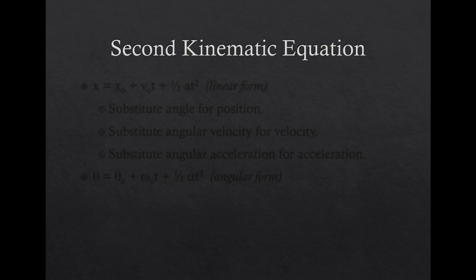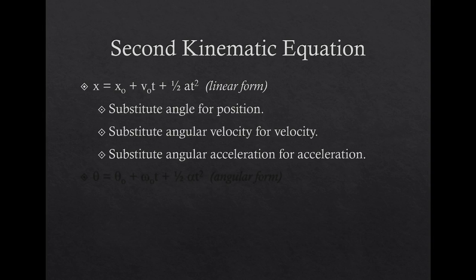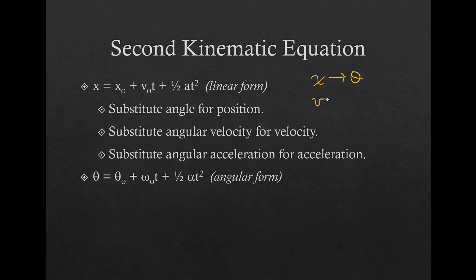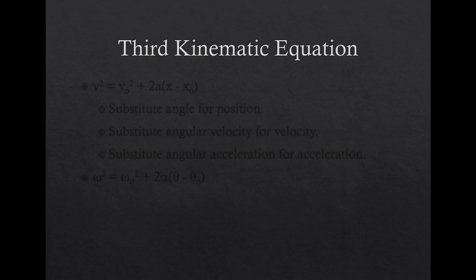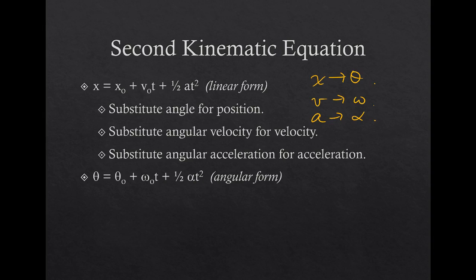So we have the second kinematic equation, x is x initial plus v initial t plus 1/2 at squared, and we're going to put an angle for position, angular velocity for velocity, angular acceleration for acceleration, and we're going to get the angular form. Okay, so x turns into theta, v turns into omega, and a turns into alpha. So you can just plug those in.